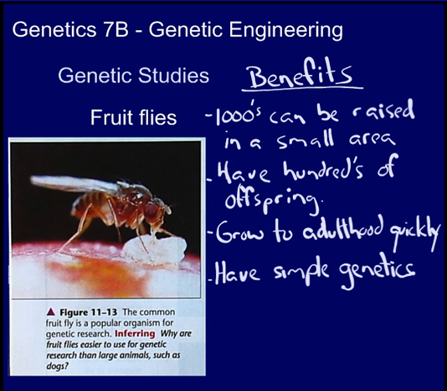First of all, thousands of them can be raised in a tiny little area, and they don't eat much. They have hundreds of offspring. Each generation, the individuals will lay hundreds of eggs. And the generations come very quickly. They grow to adulthood quickly and can reproduce, and each generation can be studied generation after generation in a short amount of time. And also the genetics are very simple. They only have 4 chromosomes.